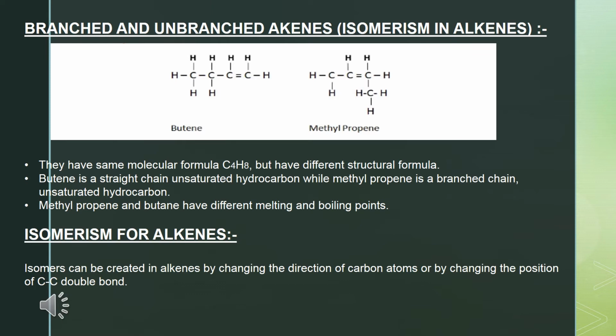And if we talk about isomerism in alkenes, an isomer can be created by changing the direction of the carbon atoms or by changing the position of the carbon-carbon double bond. So these are the techniques through which you can make different types of alkenes. You can change the direction of the carbon atoms, or you can also change the carbon-carbon double bond position or single bond position.